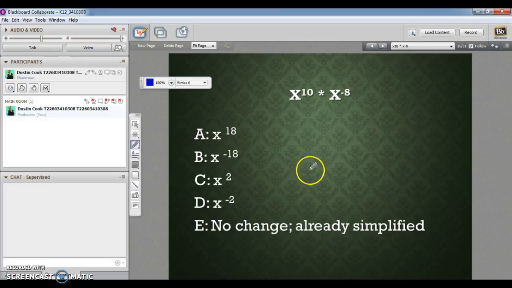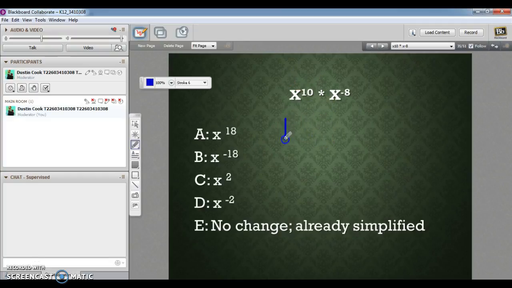What I want you to do is actually pause this video and see if you can figure out the answer. x to the 10 times x to the negative 8. I know I'm throwing in a negative, which makes it scary, but I believe in you. So pause the video, give this a try.